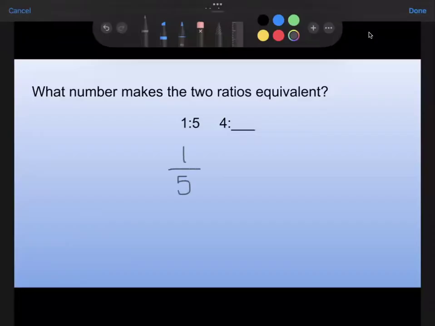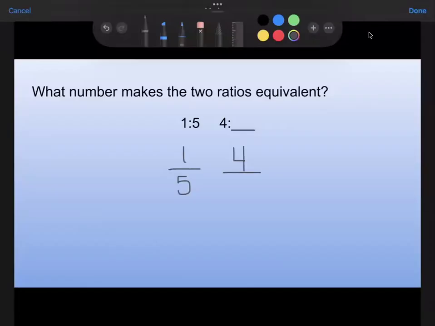Because remember, ratios can be written in three ways. They can be written with the word to, T-O, between the numbers. They can be written with the colon like they are on the top here, where it's 1 to 5, but they can also be written in fraction form where it's 1 to 5, but it looks like a fraction. So that's what I did there. Now I'm going to rewrite this one as 4 to blank. So this is how it becomes easier to rewrite it in fraction form.